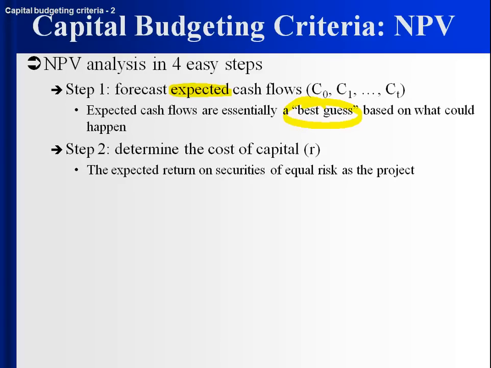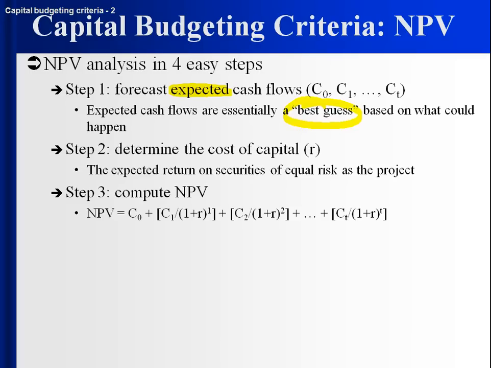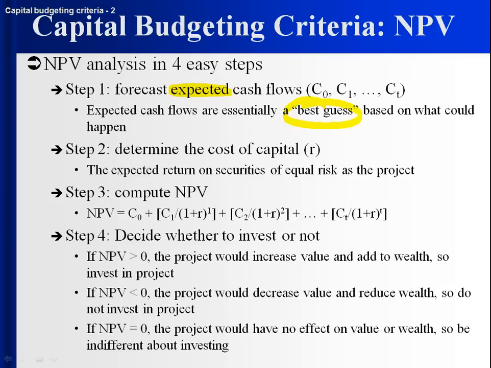Number 2, cost of capital. How risky is the project? Look at stocks and bonds with the same level of risk. What's their expected return? That's your cost of capital. Number 3, figure out NPV just by taking the present value of all the expected cash flows, and then make your decision. If NPV is positive, then you invest. If NPV is negative, do not invest. And if it's 0, you'd be indifferent.